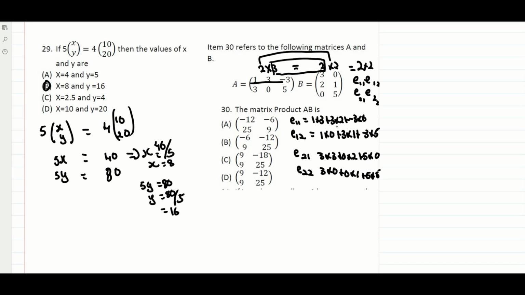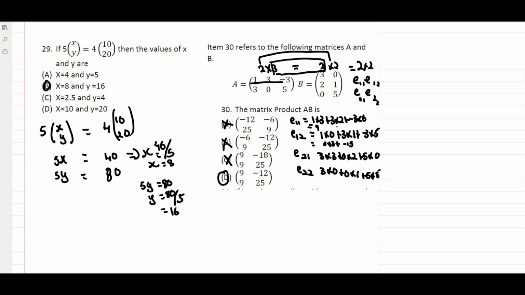1 by 3 is 3. 3 plus 6 is 9. So this is equal to 9. So you're looking for your first element to be 9. So it is not A and it is not B. Right? Then 1, 2. This is 0 plus 3 plus, that is negative 15. That is negative 12. So it cannot be C. It has to be D.